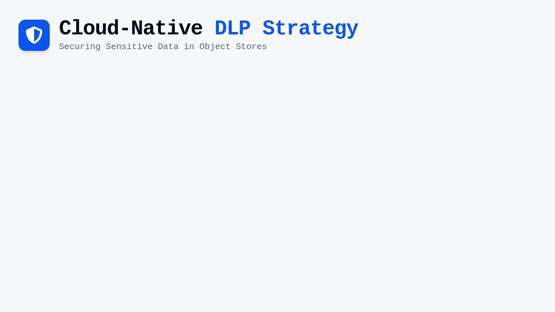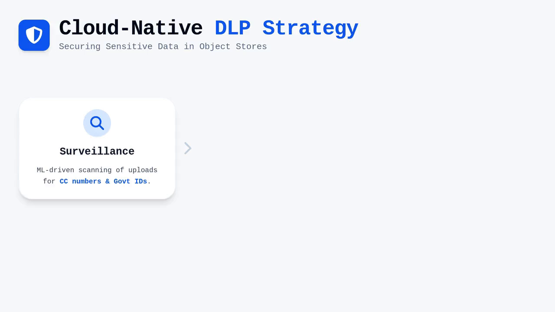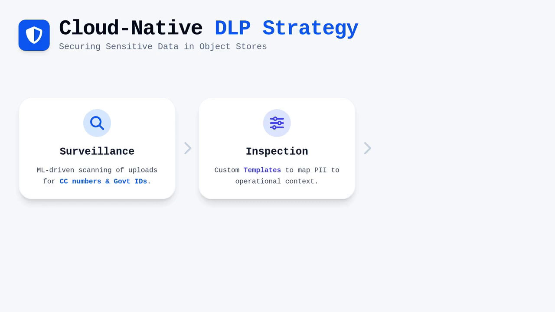Beyond general configuration, you must address the technical realities of detecting and containing sensitive information within cloud-native object stores. Most major cloud providers offer built-in data loss prevention services that use machine learning to scan for patterns like credit card numbers or government IDs. When you deploy these tools, you are essentially setting up a continuous surveillance layer that monitors every object upload. The configuration requires you to define inspection templates that map exactly what constitutes PII within your specific operational context.